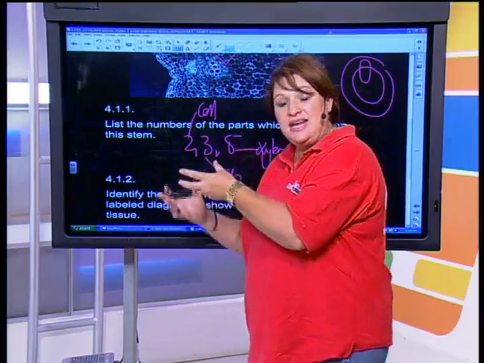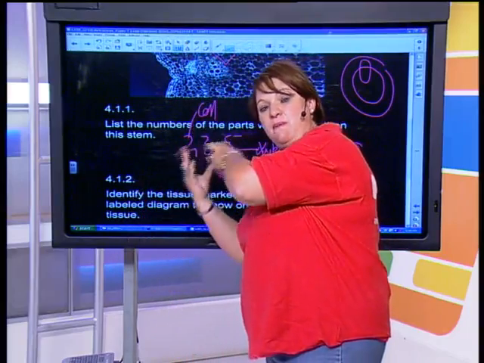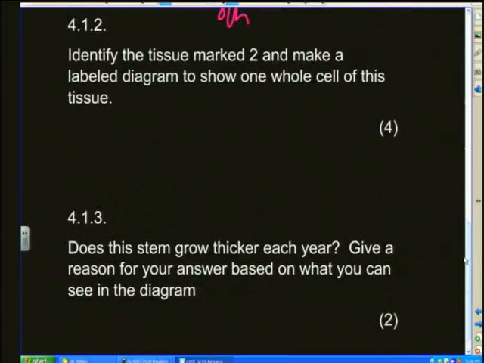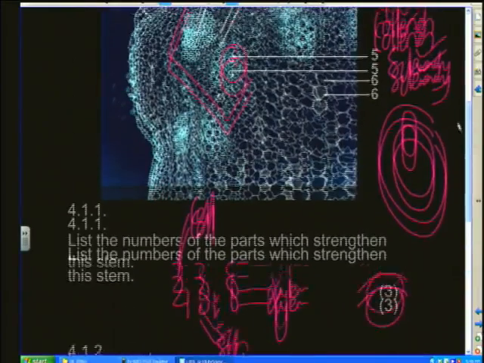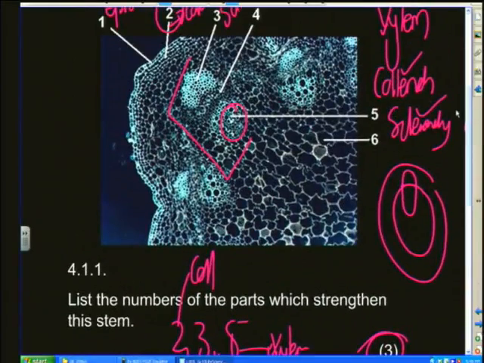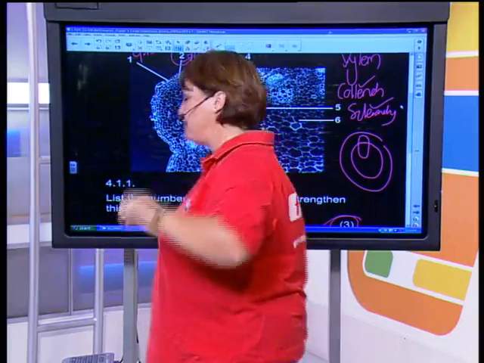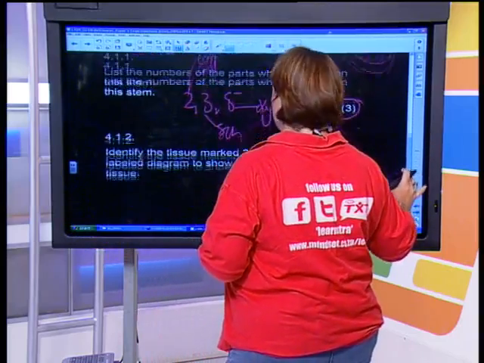So here, again, as I said, it's a stem, a plant organ, but I want you to be able to tell me the plant tissues as well. Question number 2, identify the tissue marked 2 and make a labeled diagram to show one whole cell. It's only 4 marks. They're not asking you to draw this whole biological cell. What is number 2? Number 2 is parenchyma, okay? Parenchyma.